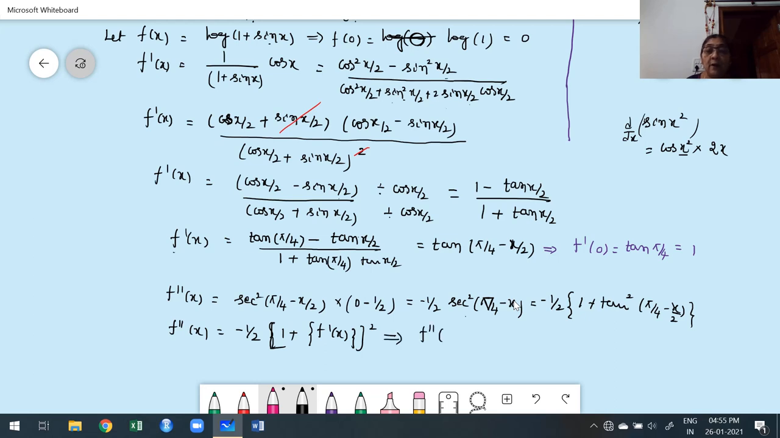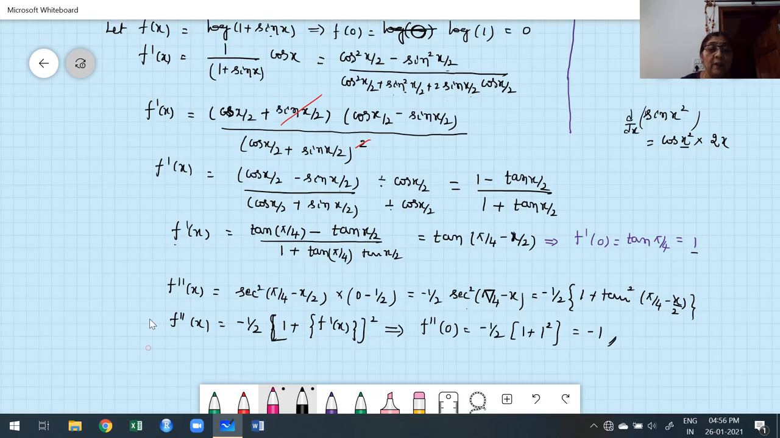What is f double dash of 0? It is minus half of 1 plus f dash of 0 whole square. What is my f dash of 0? It is 1. 1 square, 1 plus 1 is 2, the 2 cancels. What we get actually is minus 1. This is the value of f double dash of 0.